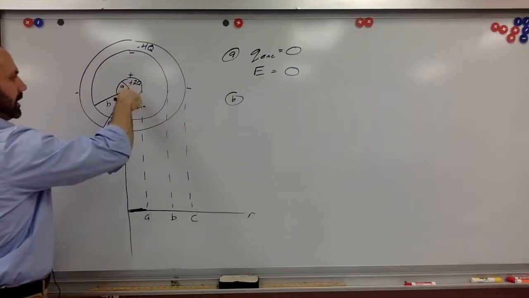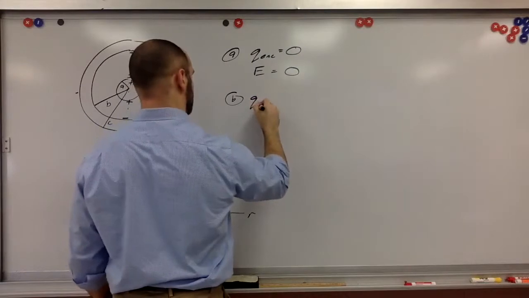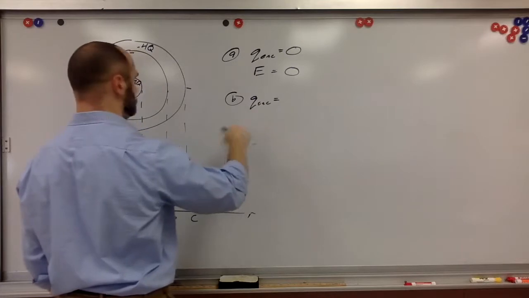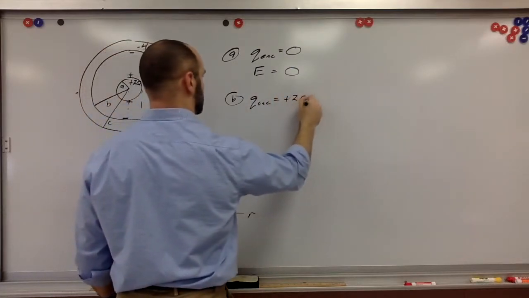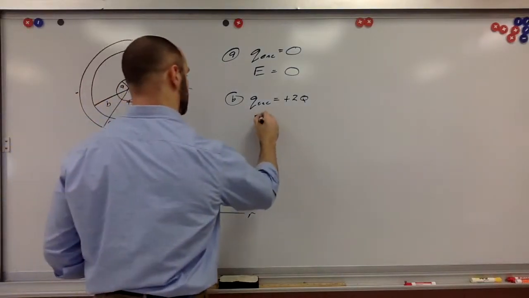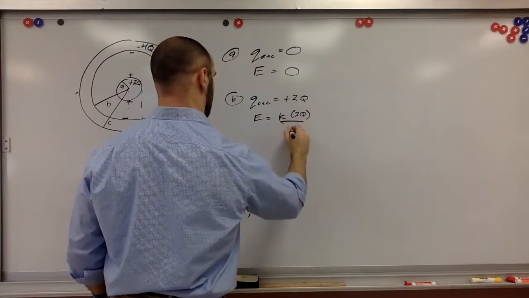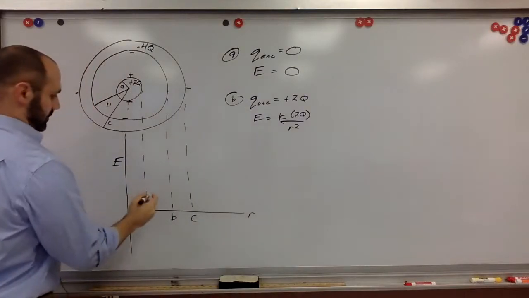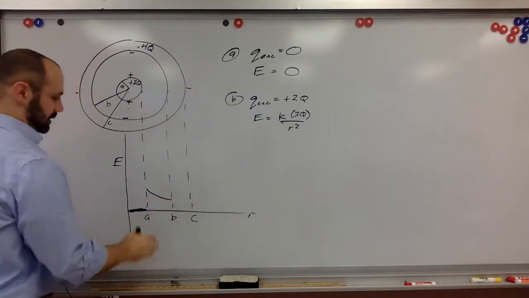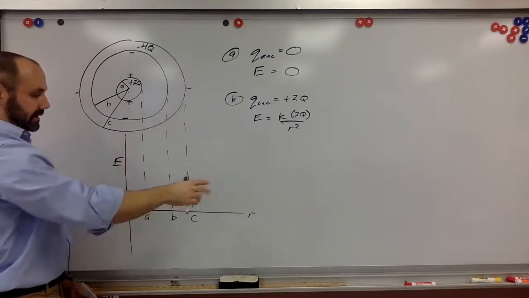Now we're going away from A, and Q enclosed is going to be plus 2q, whatever that is. And so the electric field is going to be k 2q over r squared. The electric field is going to look something like this. It's going to be up here, and it's going to be coming down, but it's going to hit B. It doesn't get all the way to 0, because by the time it gets here, it's not an infinite distance away.